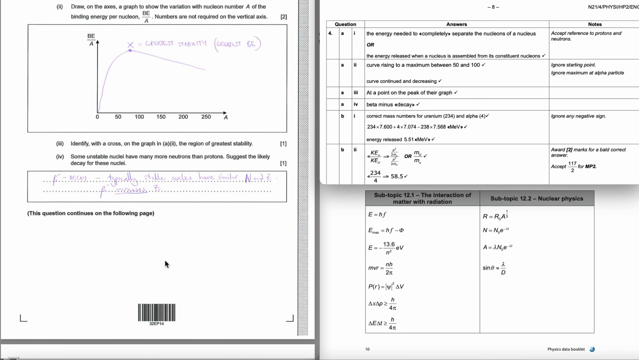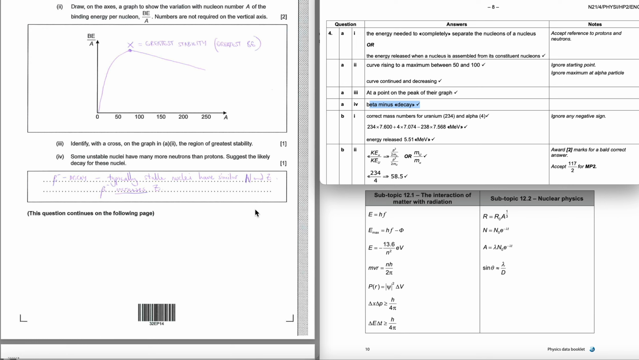A neutron decays into a proton and an electron. That is the beta minus, and so we're left with more protons, and in that way our nuclei are becoming more stable. You notice again here, you're given a mark simply for saying beta minus decay.